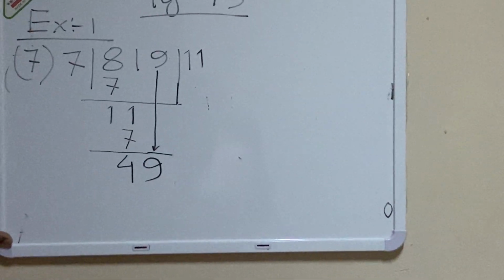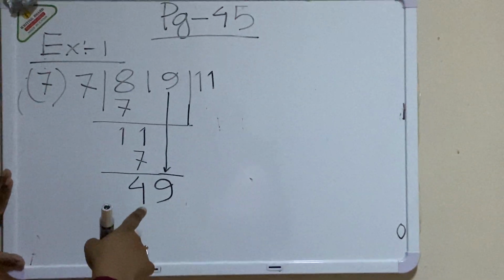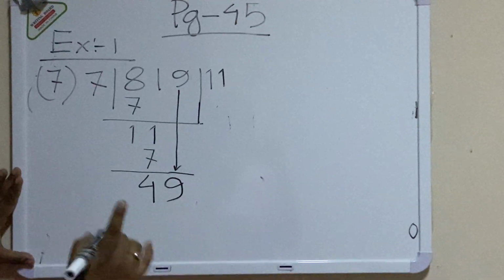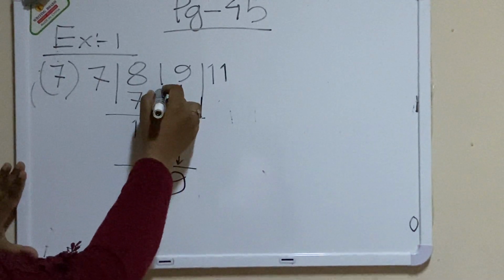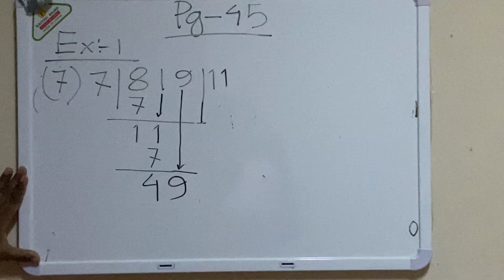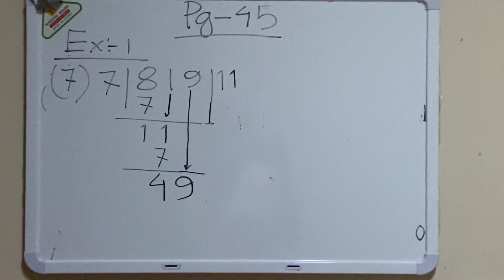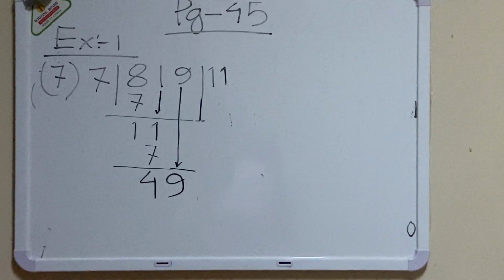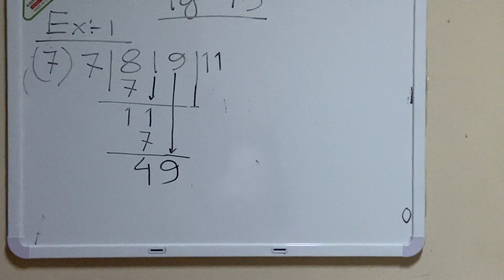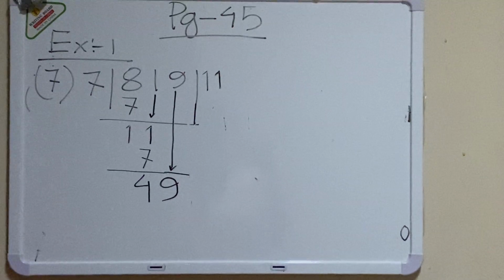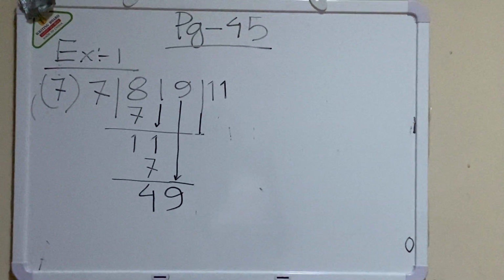I am putting this arrow to show you how to do it, because sometimes you will wonder where the 9 is. I show this. This one should be here, 9 beside the 4. The number now becomes 49. This one I didn't divide yet.